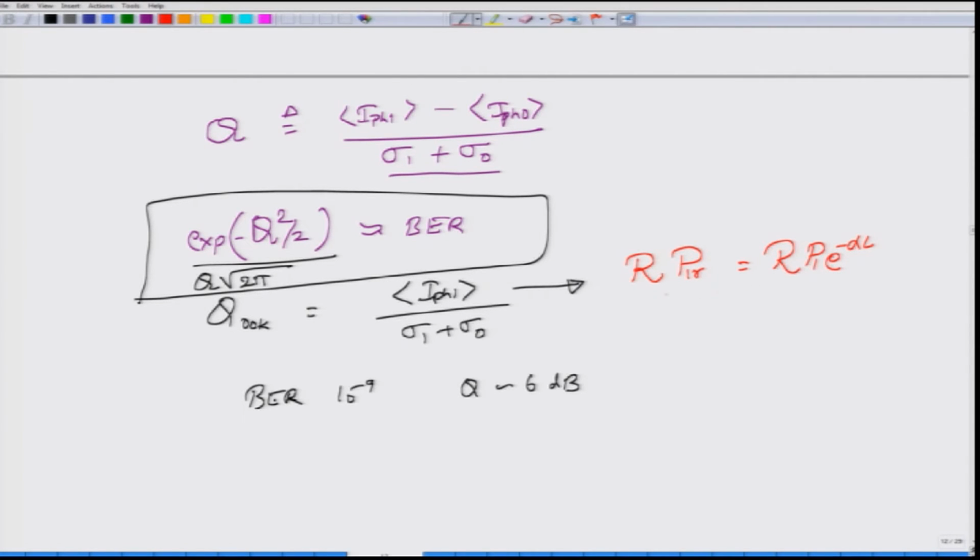Divide this one by the total noise variance, right. So, you have 2q times the mean photocurrent, which is R P1 e to the power minus alpha L, times B, plus 2 kT by RL into B. So, you can probably put B as a common factor and take it out, and then you evaluate this one. So, this is what is going to be the Q factor.